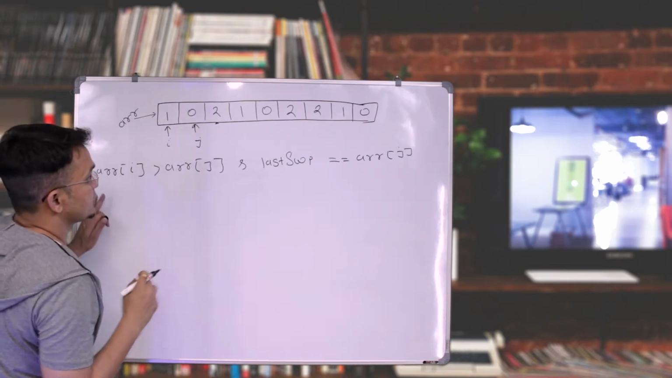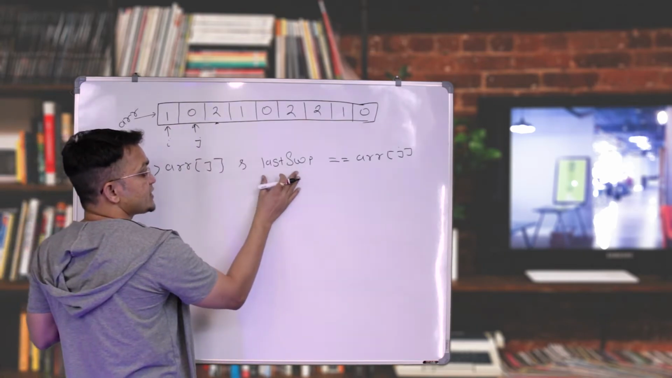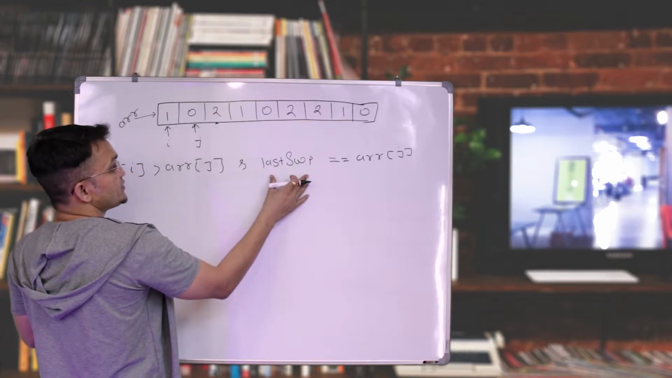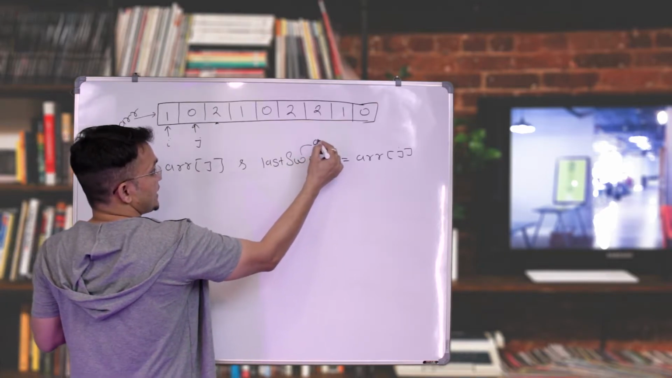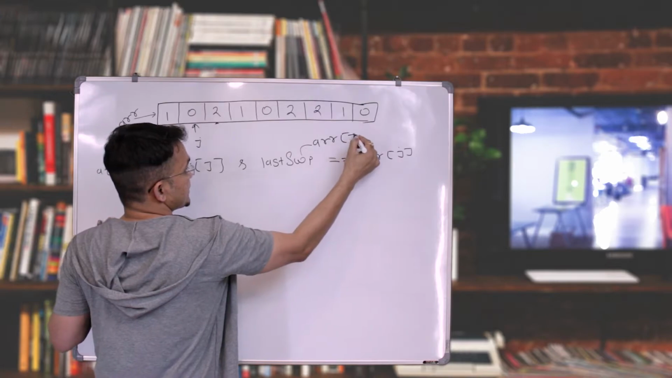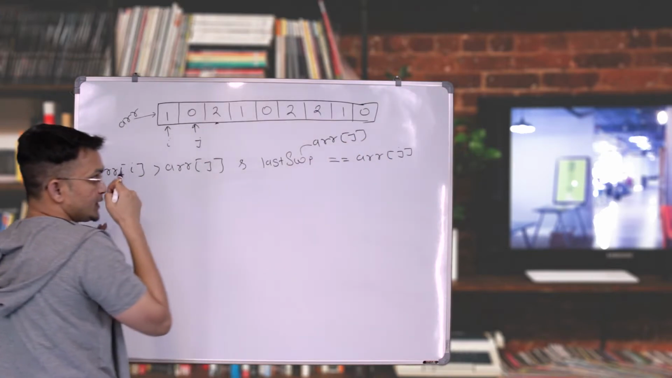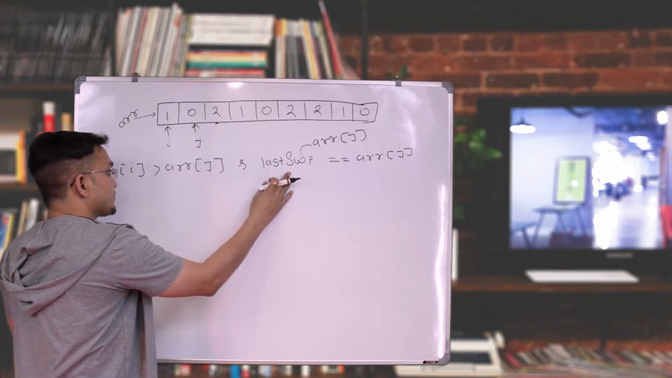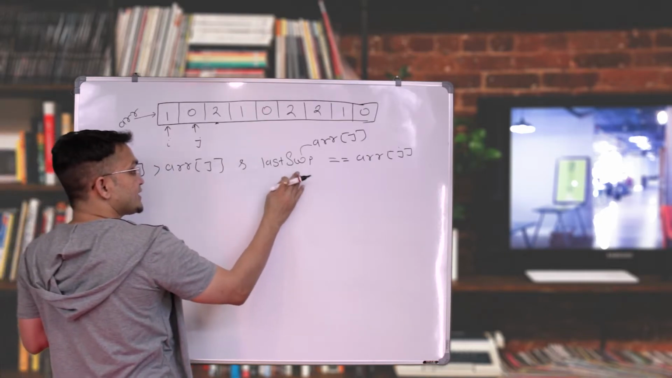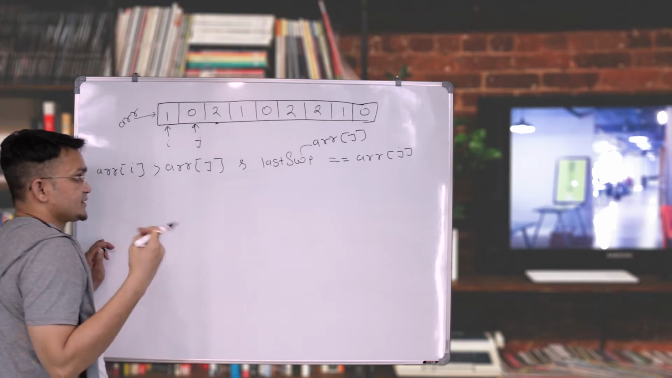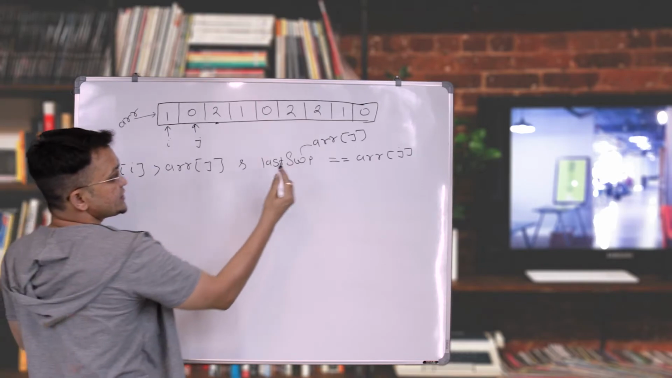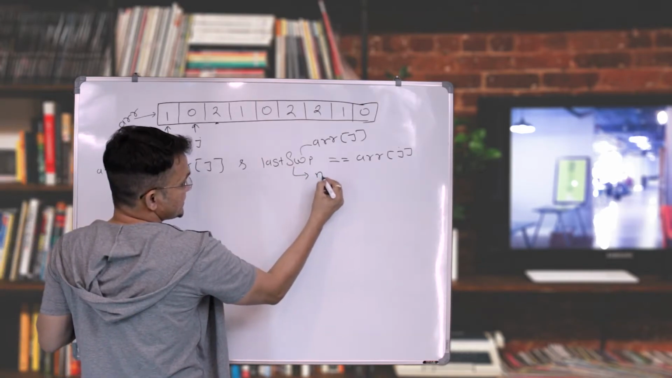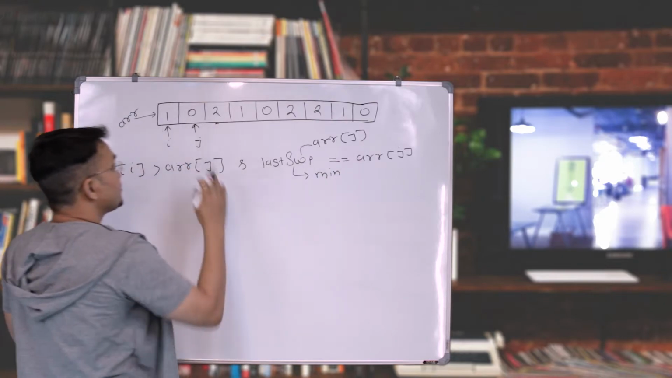Now you can question what the last swapped value is. The last swapped value is nothing but ARR of J, wherever J is pointing, and we will keep maintaining this every iteration. Initially this value will be initialized with the minimum value of my array.